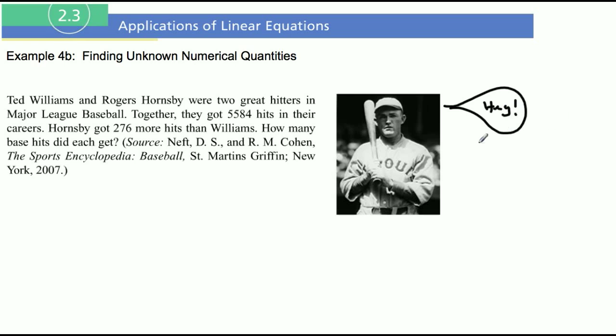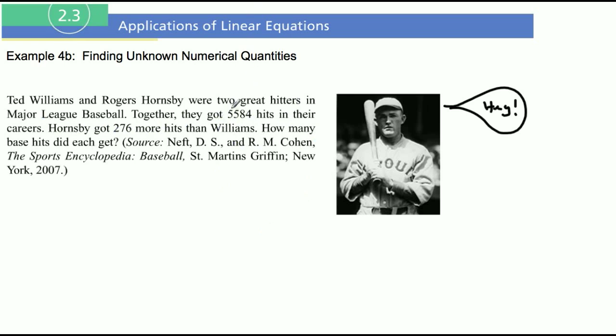All right. So we've got Ted Williams and Rogers Hornsby, two great hitters in Major League Baseball, and together they got 5,584 hits in their careers. Now Hornsby got 276 more hits than Williams. How many base hits did each get? And we have the source right here.